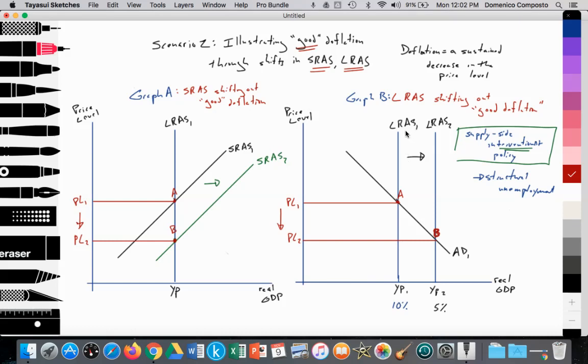LRAS shifts out from LRAS1 to LRAS2, providing a new intersection at point B, where LRAS2 equals AD1, with an equilibrium price level at PL2 and greater full potential GDP at YP2. Since the price level has fallen as a result of this policy, this is good deflation again. PL1 to PL2, we see the price level falling, but this is good deflation because we have achieved more output and more employment. And that's it.